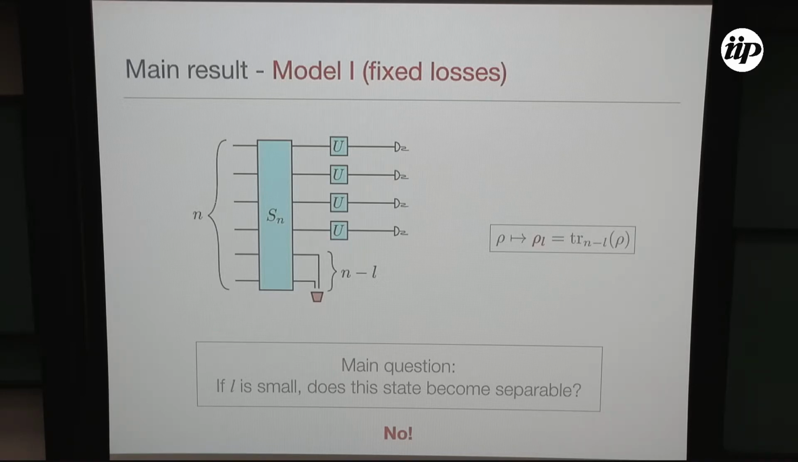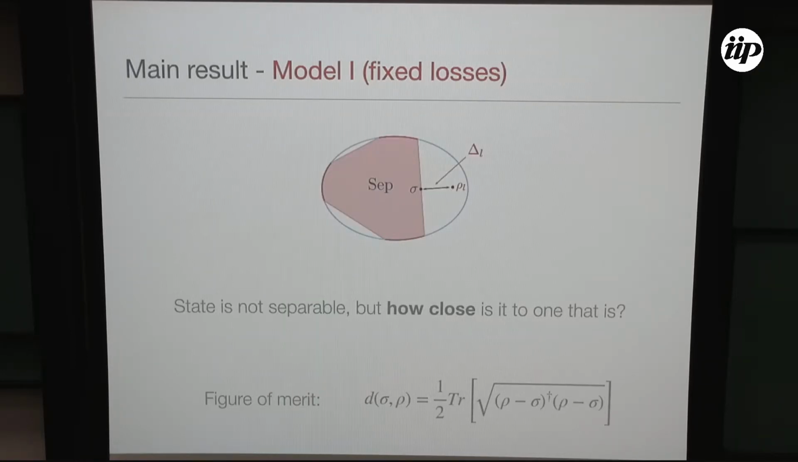But this is not even the right question to ask. We don't want this state to become necessarily exactly separable, just close to being described by a separable state. So the more general question that we ask is, given that this state rho L, which we want to simulate, is not separable, how close is it to one that is separable? And as our figure of merit, we're going to consider the trace distance between the two states.